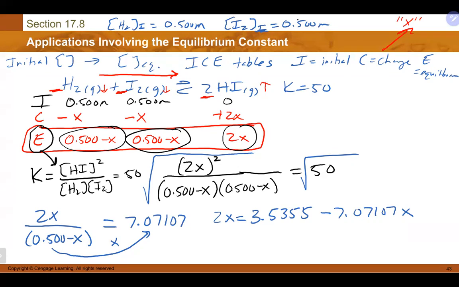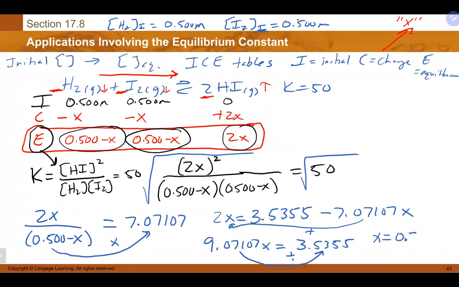I want to combine my X's, so I'm going to bring this guy to the other side by adding it to the other side. 3.5355. So I'm going to divide that to the other side. And after doing all that fun math, here we go. We'll call it an X value of 0.390 in this case. First off, any questions on the math here?